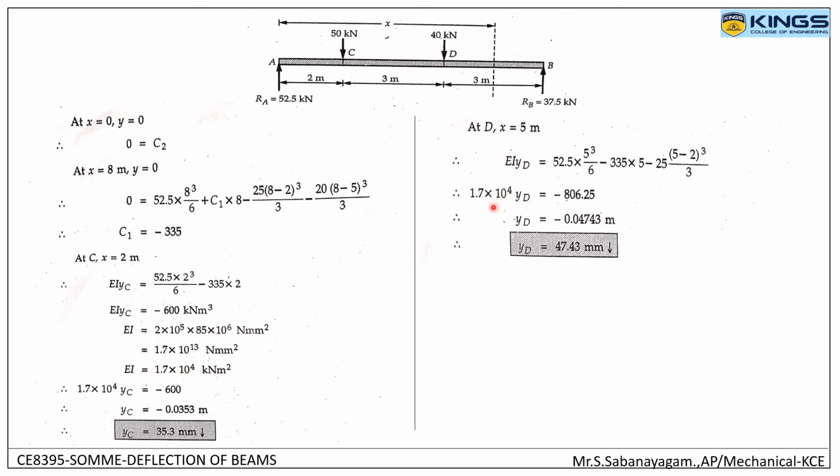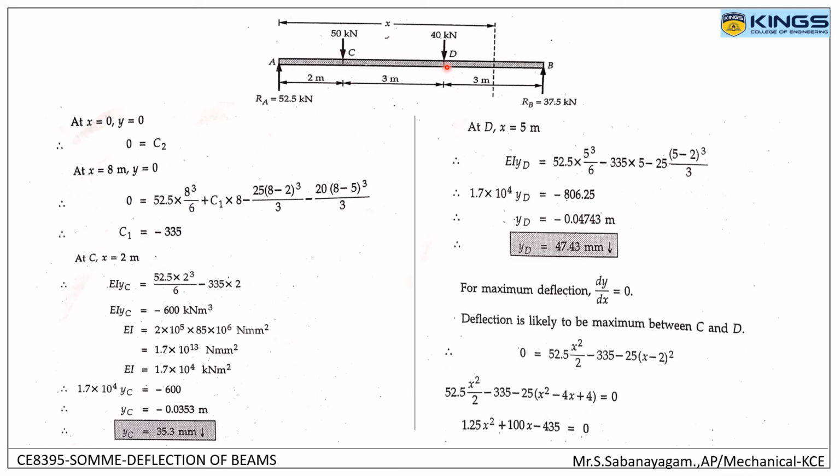So substitute EI value 1.7 into 10 power 4, yd is equal to, on solving this we will get minus 806.25. So yd will become minus 0.04743 meter. Since EI value is substituted in terms of meter, the value of yd is 0.04743 meter. It can be converted into mm, and the deflection is represented as a downward arrow. So yd is equal to 47.43 mm, that is deflection at point D.